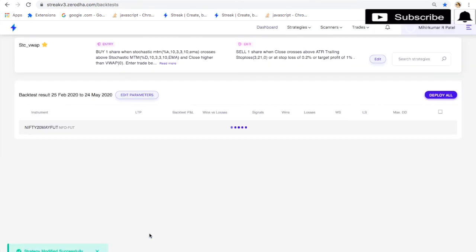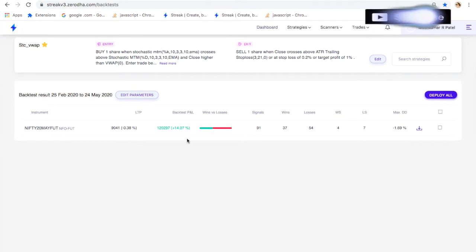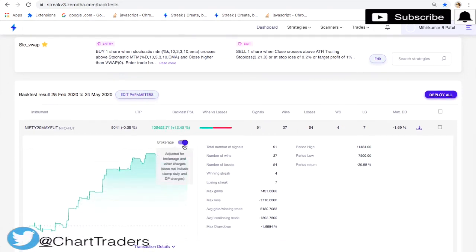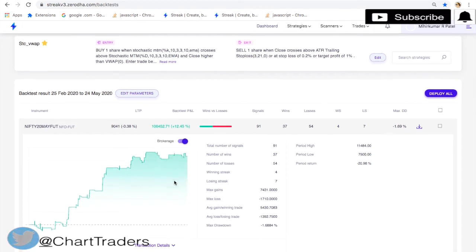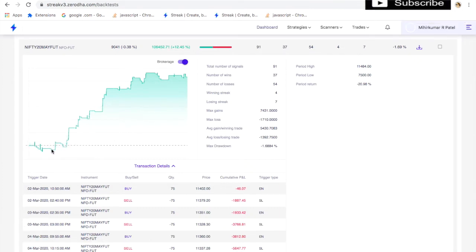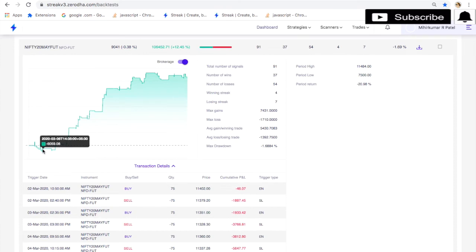backtest. So it is generating around 91 signals. Out of 91, 37 win, 54 loss. And the profit is around 1,20,000. You can also see that once you remove the brokerage, the profit is around 1,06,000. And we can see that once in a while it contains a loss of around minus 5,000 in the account also.